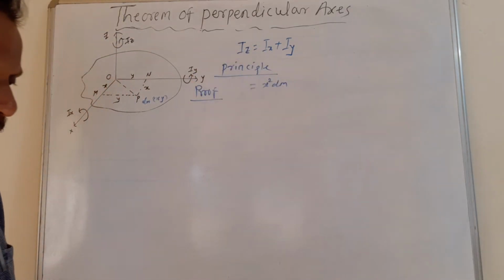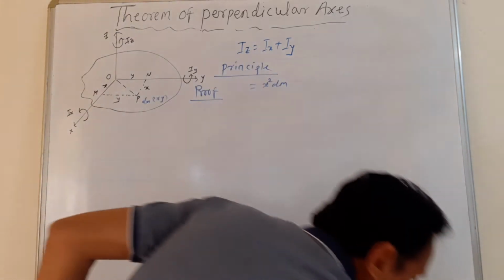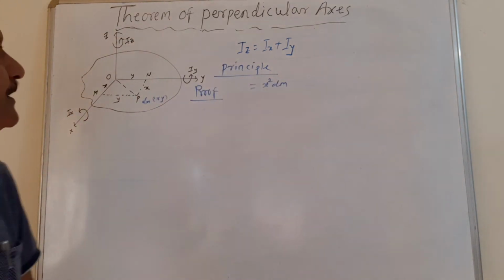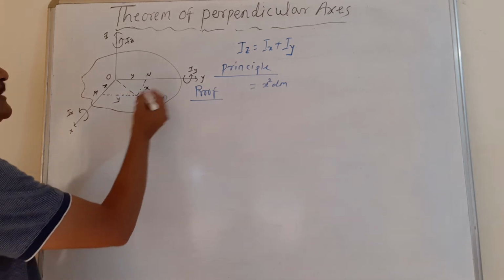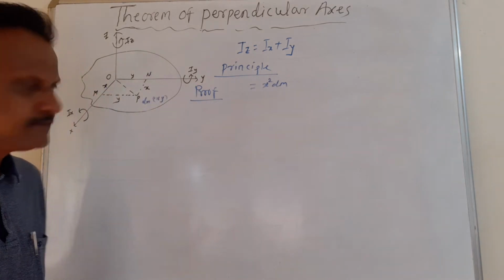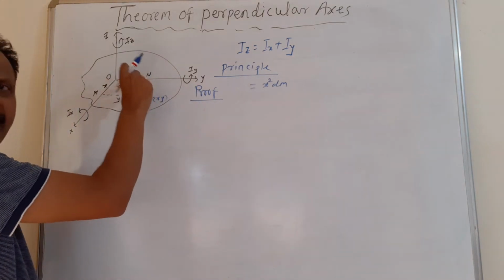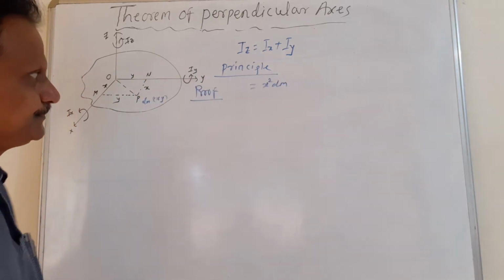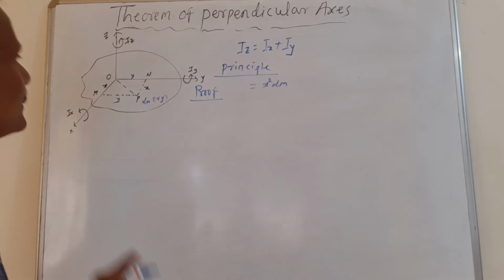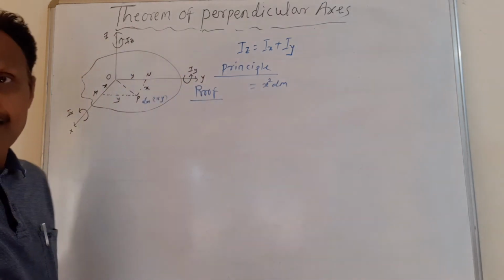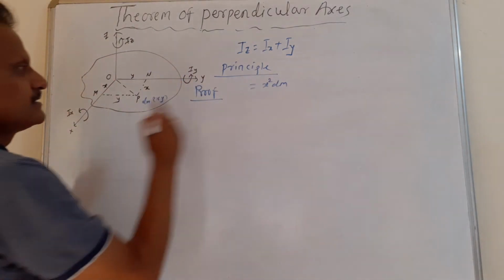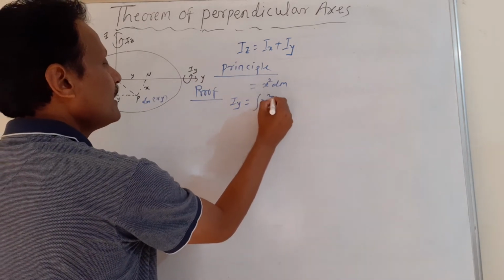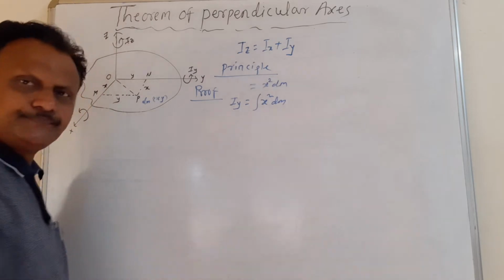This is the moment of inertia of the element about a y axis. So therefore its distance is x, mass is dm, so it is x square dm. So therefore the moment of inertia of the plane lamina about a y axis is Iy is equal to integration of x square dm.